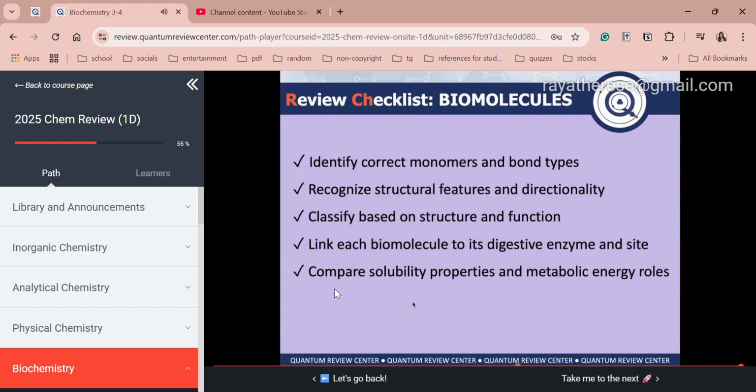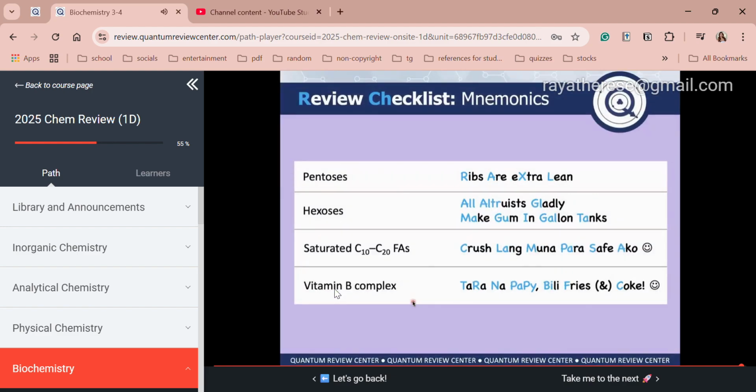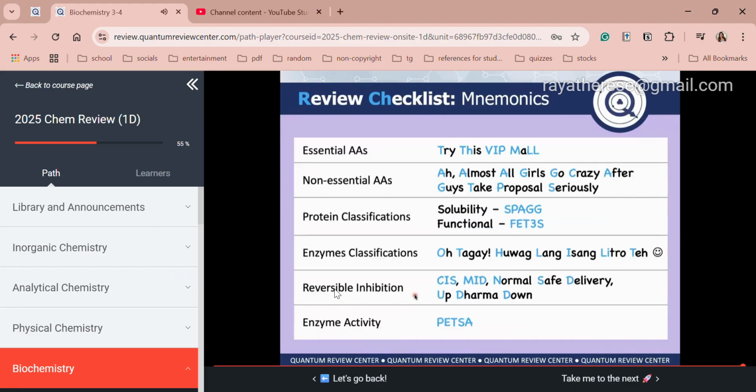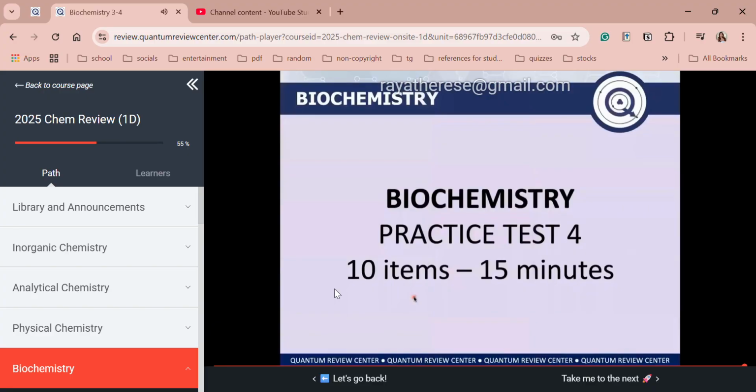Okay, class, as I have promised earlier, here is the summary of mnemonics. Okay, please find some time to memorize the mnemonics. Very important for you to efficiently memorize or familiarize some important concepts in biomolecules. Okay, this involves pentoses, hexoses, your saturated fatty acids, your vitamin B complexes, essential and non-essential amino acids, your protein and your enzyme classifications, your inhibition, particularly reversible inhibition, and your enzyme activity. Okay, so that's it for our crash course number 4.